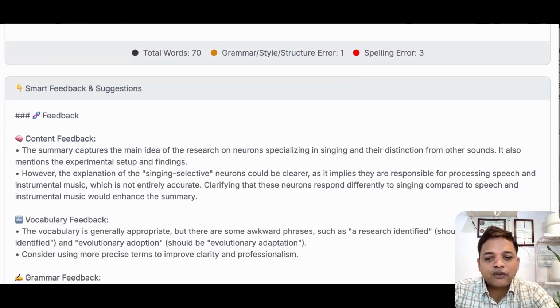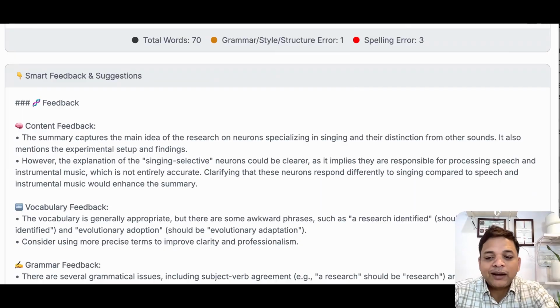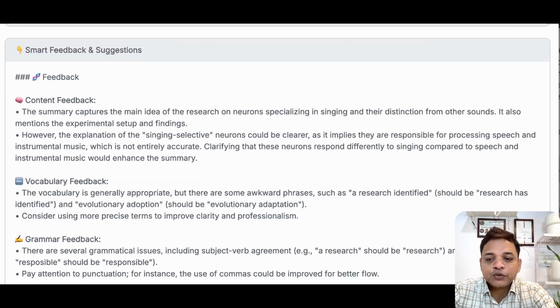This feedback is helpful. Now, vocabulary feedback, let's see. Vocabulary is generally appropriate, but there are some awkward phrases such as "a research identified". "A research has identified" could have been better. That's what it says. "Evolutionary adoption" should be "evolutionary adaptation". I think it's a wrong word selection. That's why the vocabulary score is down. See, every time you're writing an answer, you're getting micro level feedback so that you are super duper exam ready.